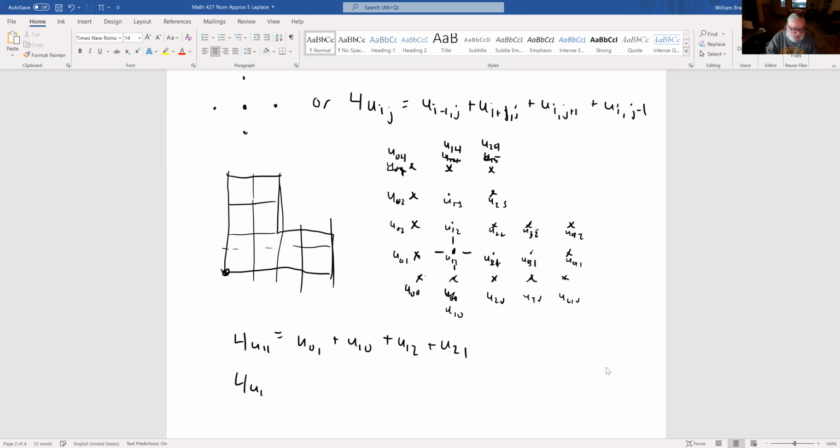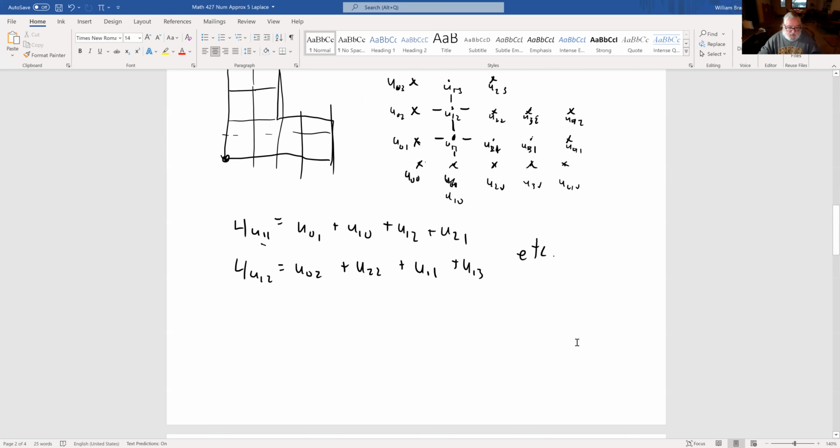What about for U12? Well, that's this point up here. And what's that going to be? Well, it'll be the average of the 4 around it. So that'll be U02, which is a boundary point, plus U22, which is a boundary point, plus U11, which we don't know, that's actually up in this equation, and plus U13. Et cetera, et cetera, et cetera.